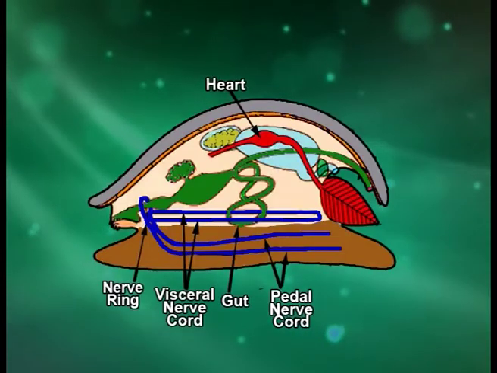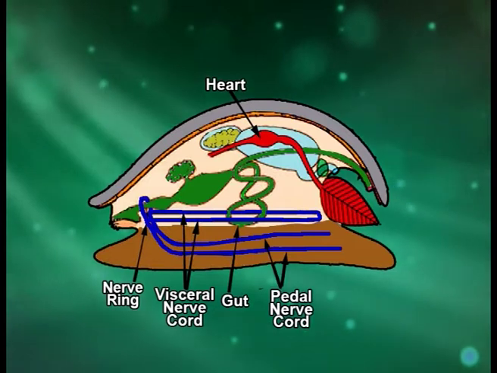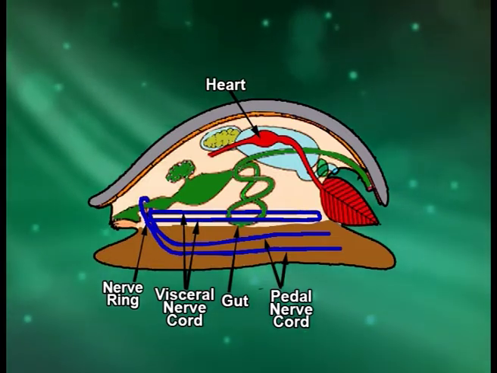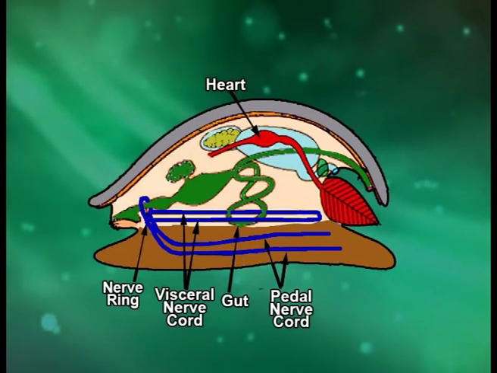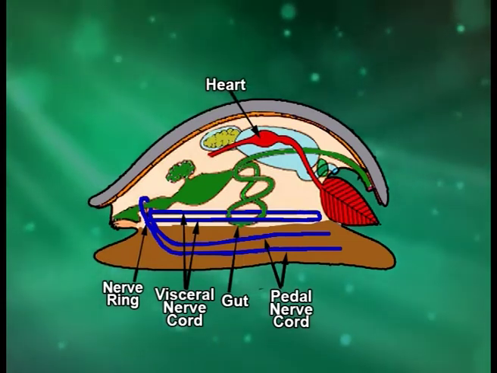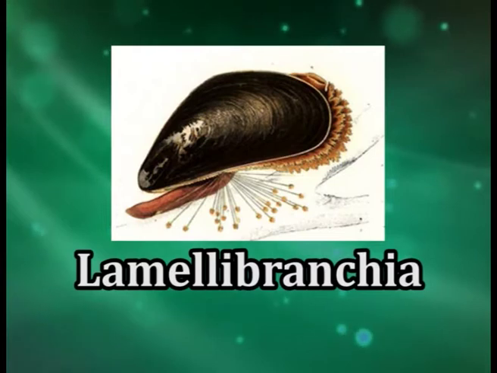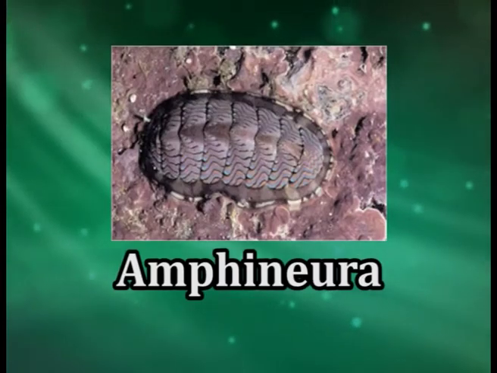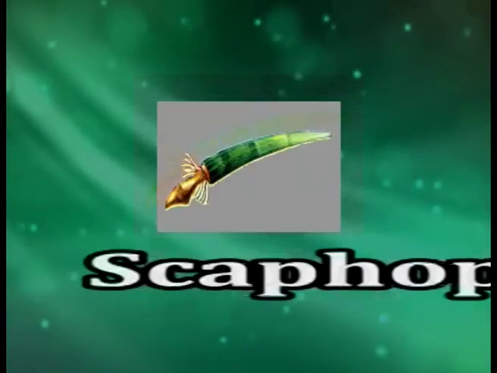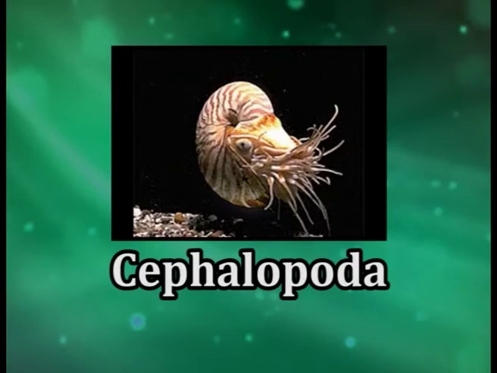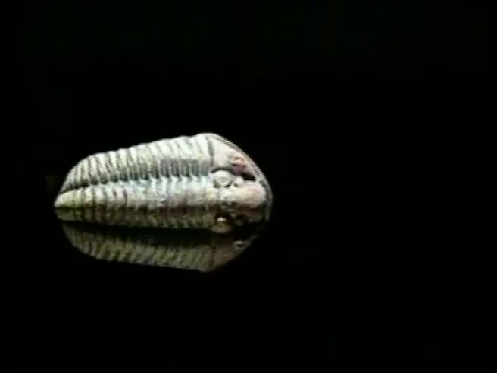The nervous system usually consists of a ring around the esophagus and usually of three main groups of ganglia from which the nerves arise. Only sexual reproduction occurs. Most forms are unisexual and a few are hermaphrodites. The mollusca are divided into 5 classes. Number 1, Lamellibranchia. Number 2, Amphineura. Number 3, Gastropoda. Number 4, Scaphopoda. And finally, number 5, the Cephalopoda.